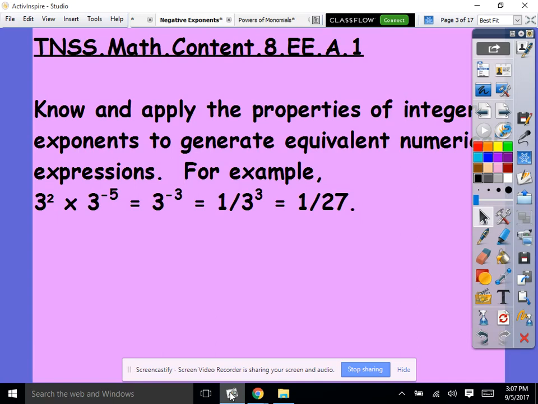Our Tennessee State Standard today is to know and apply the properties of integer exponents to generate equivalent numeric expressions. For example, 3 squared times 3 raised to the negative 5th power equals 3 to the negative 3rd power, which equals 1 over 3 to the 3rd power, which equals 1/27.